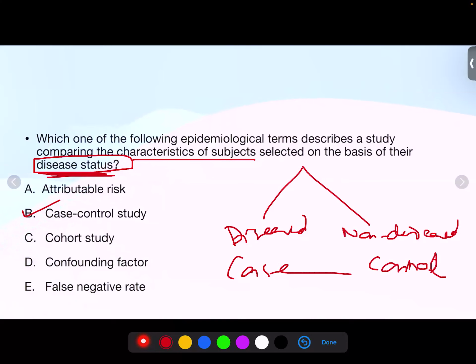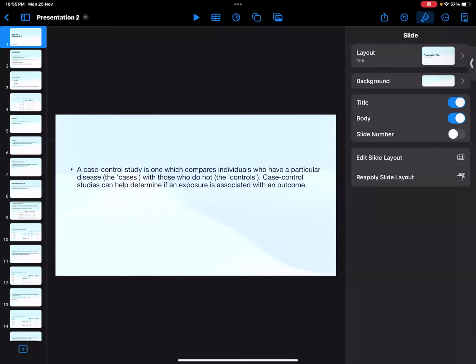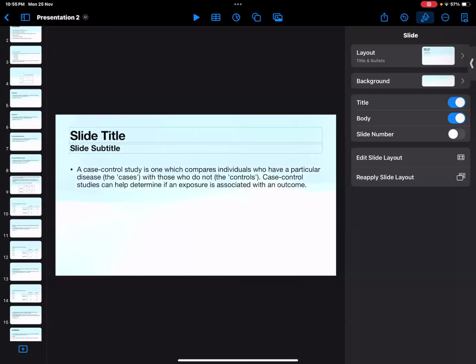So this is all about today's lecture. Again, the case control study compares individuals who have a particular disease with those who do not have the disease. Case control can help determine if an exposure is associated with an outcome. So this is all about today's lecture of statistics.